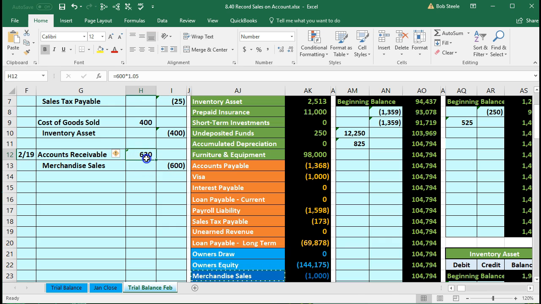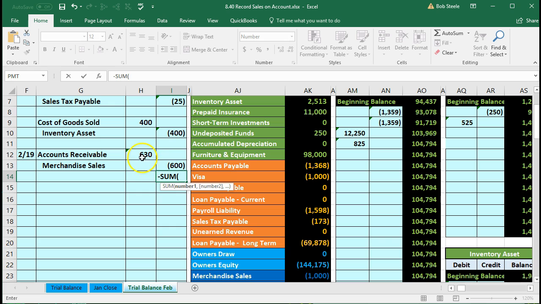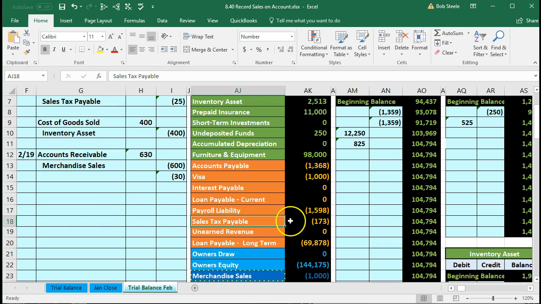The difference, 630 minus 600, is the sales tax, also calculated as 600 times 0.05. We're going to use the plug formula to put this in for negative SUM, double-click the sum, highlighting these cells. It's going to take those, subtract them, and flip the sign for the $30. Now the debits equal the credits. We just need the amount. That amount then, the sales tax payable, has a credit balance.